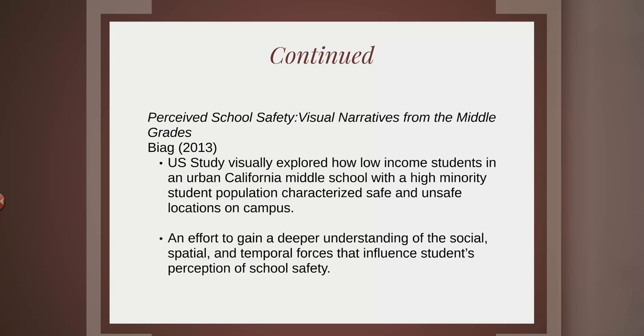In Biag's article, this was a U.S. study that visually explored how low-income students in an urban California middle school with a very high minority student population characterize safe and unsafe locations on campus. It was aimed to develop a deeper understanding of the social, spatial, and temporal forces that influence students' perceptions of school safety, with the goal of using that information to actually guide administrative decision-making as to how to make the campus both actually more safe in reality and to feel more safe to students.